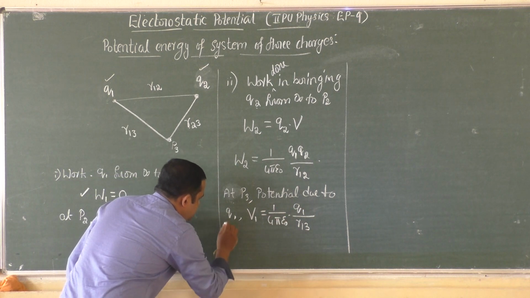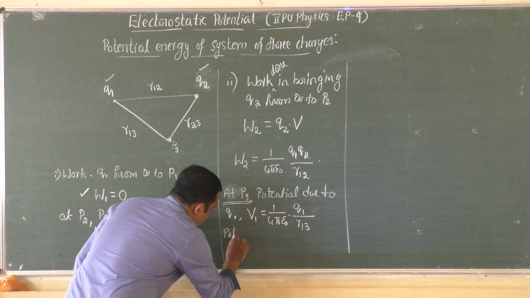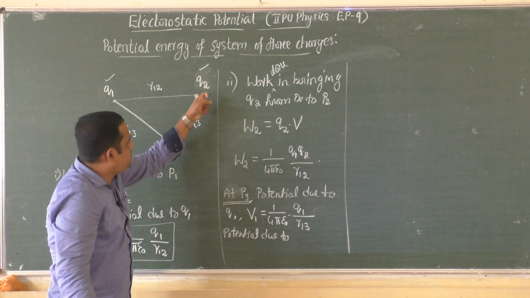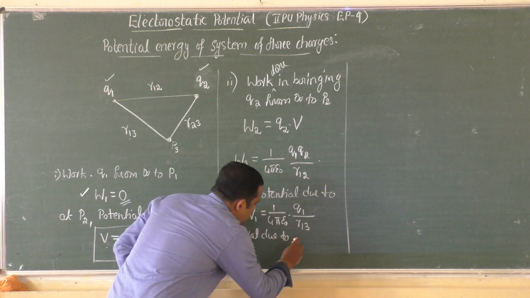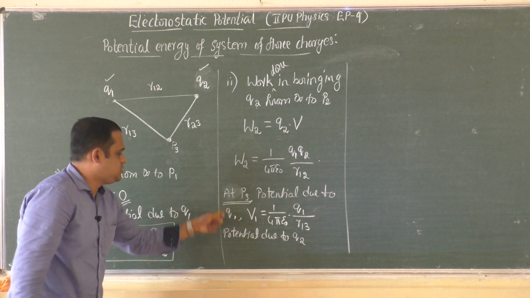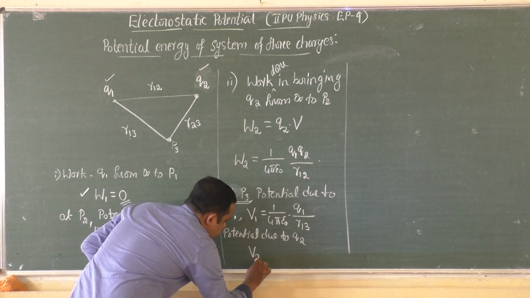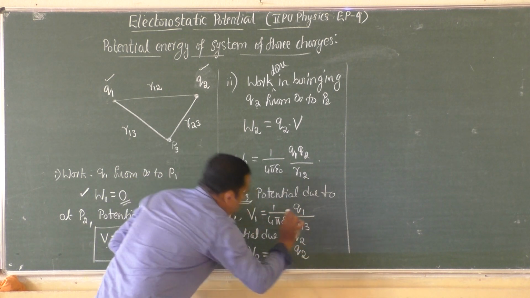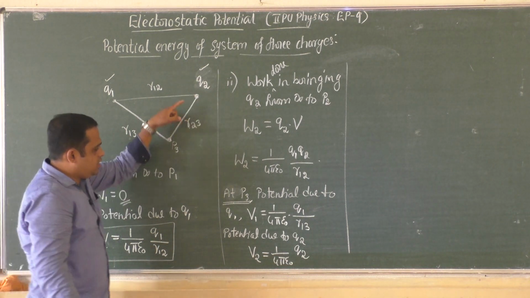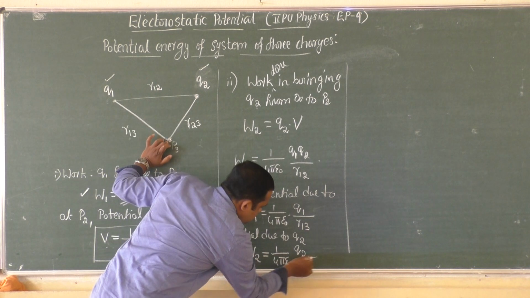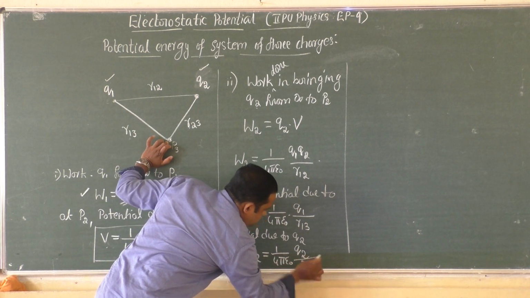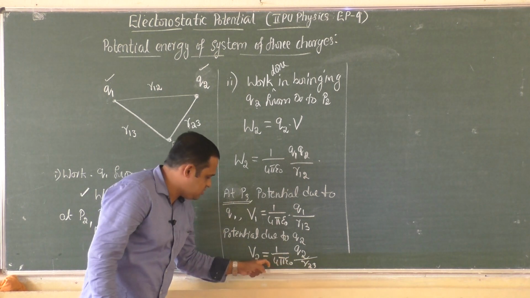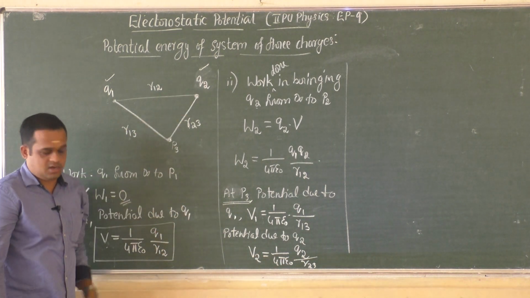At the same point P3, the potential due to Q2: Q2 also produces an electric field, therefore there will be a potential due to Q2. At P3, let the potential due to Q2 be V2. V2 is equal to 1 over 4 pi epsilon naught Q2 divided by the distance from the charge to the point, R23. Now this is the potential at point P3 due to the second charge.